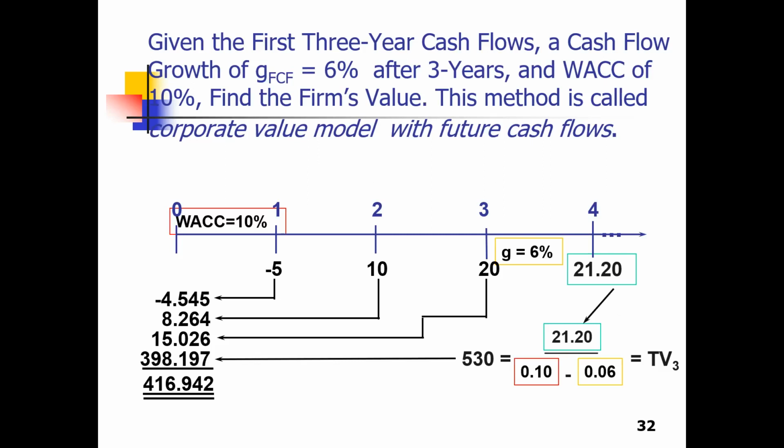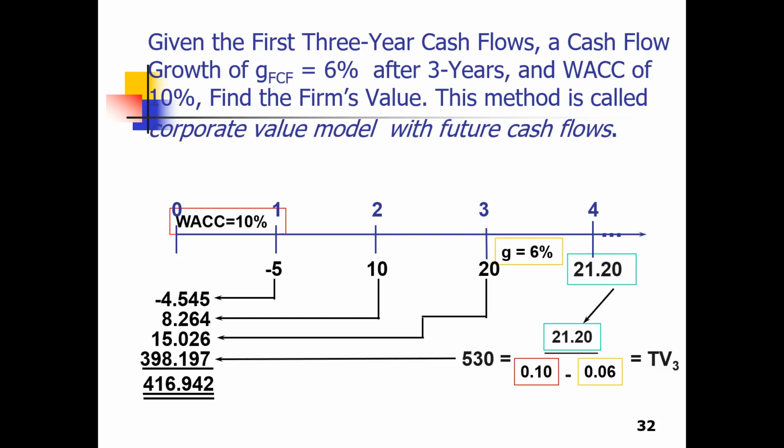Given the first 3-year cash flows, a cash flow growth of 6% after 3 years and a WACC of 10%, find the firm's value. So, a straightforward valuation problem. In this valuation problem, we do a timeline. In finance, we always do a timeline. It makes our job easy. Time zero is today when we are doing the calculation. In this example, after 1 year, we have to pay 5 million to purchase the company. So minus 5, because cash flow goes out of our pocket.